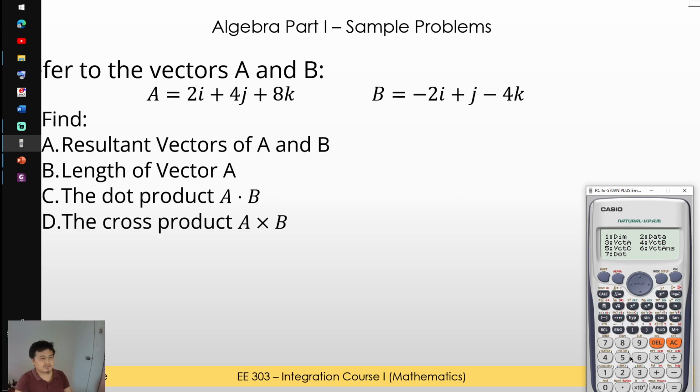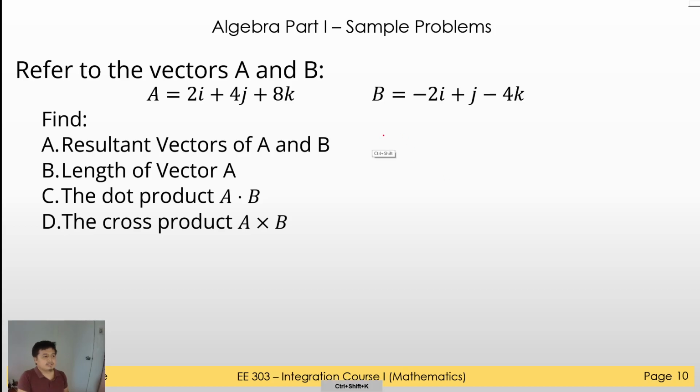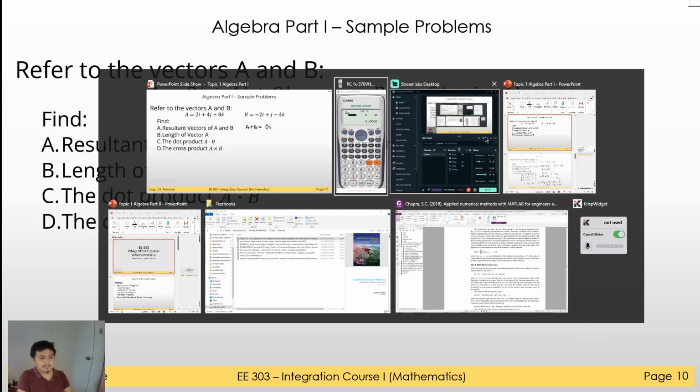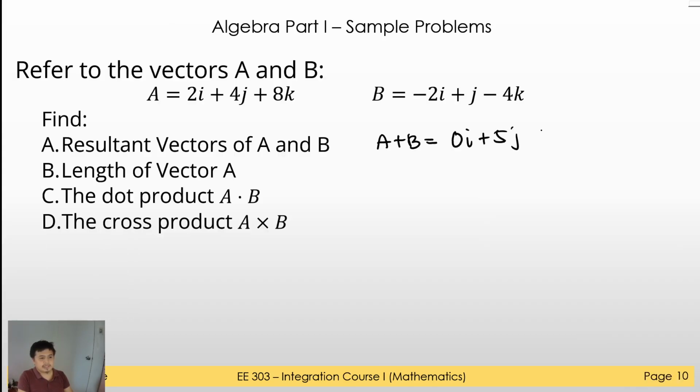When we're talking about the resultant, we're finding the sum of the vectors. So we want to add vector A and vector B. So the sum of this vector, A plus B, will be equal to 0i plus 5j plus 4k, or in other words, this is 5j plus 4k.